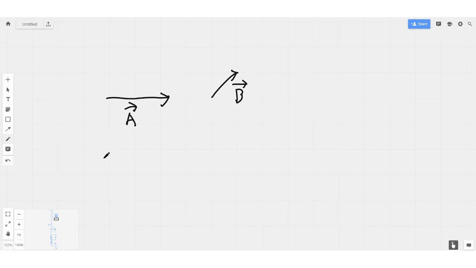So one thing you can do is to use the so-called head-to-tail method. As you either know or remember from previous lessons, you can move vectors around in space as long as you don't change their magnitude or orientation. So that means we can take B right here and draw it right from the tip of vector A. We can draw B.